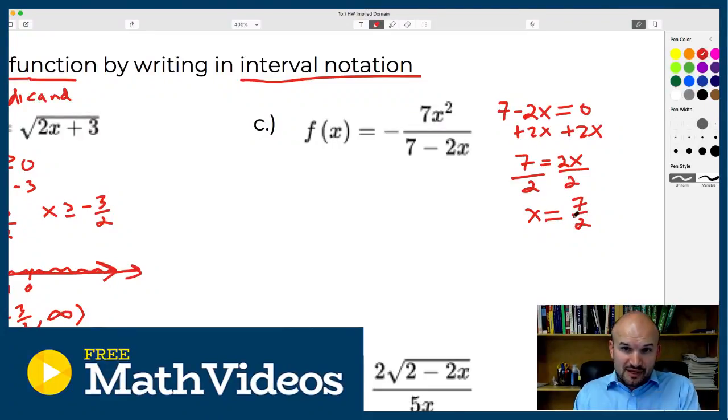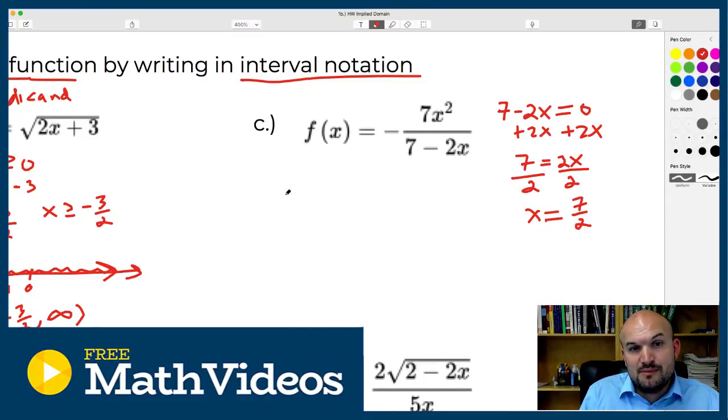So when I plug 7/2 back into x, negative 2 times 7/2 is now going to be a negative 7, and 7 minus 7 is 0. Therefore, that makes my denominator now equal to 0. So what that means is my domain is going to consist of all real numbers except for 7/2, because that's what makes my denominator 0.